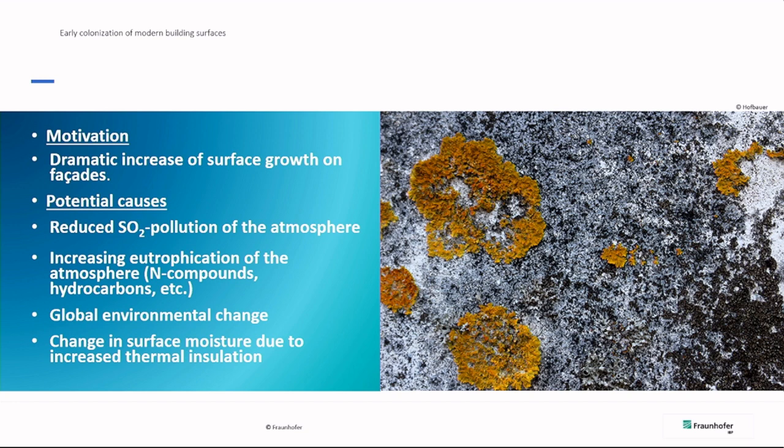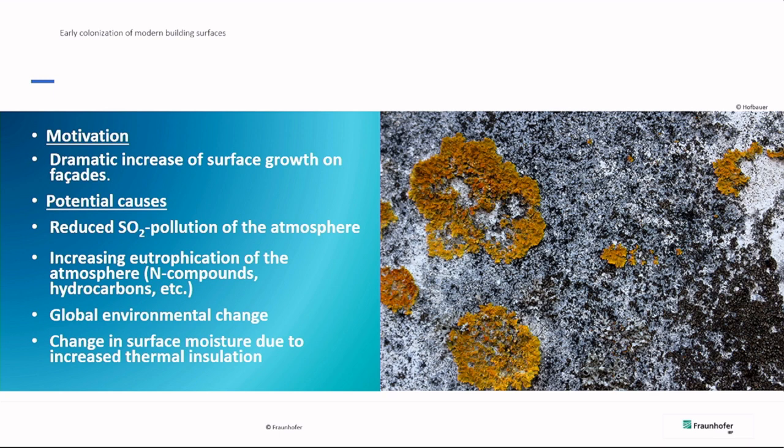So, you know of the acid rain, sulfur dioxide pollution was reduced, and this sulfur dioxide was poisonous to algae and mold fungi that might want to grow on the surface. So when this was reduced, there was more potential that they could colonize. On the other hand, I call it increasing eutrophication of the atmosphere, because we got much more nitrogen compounds, there are hydrocarbons, there are other pollution matters that increased in the same time.